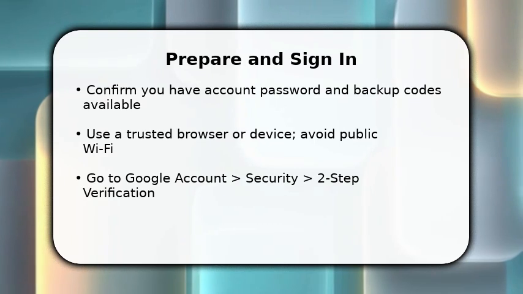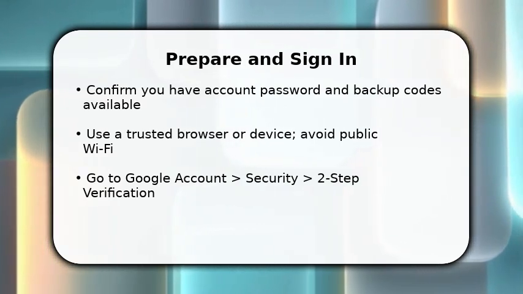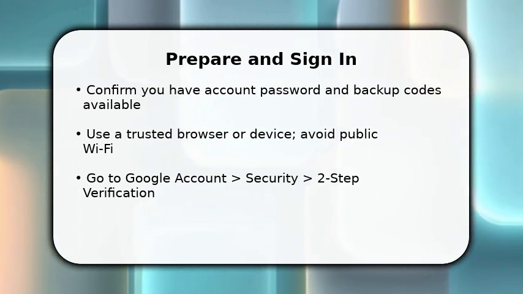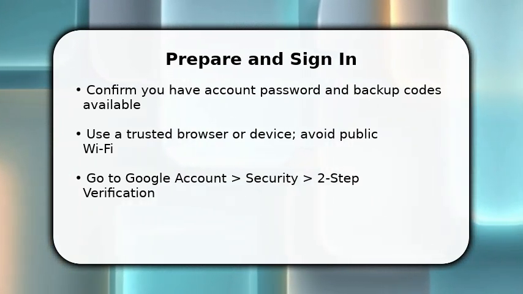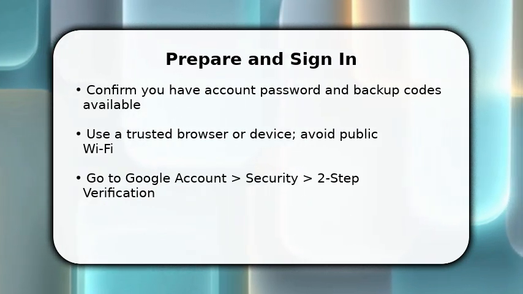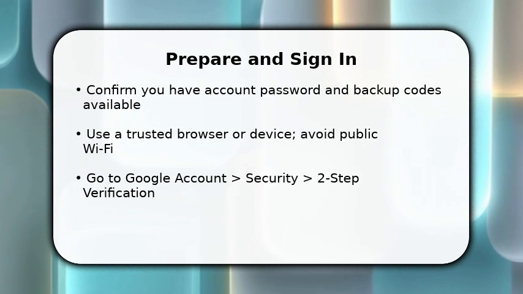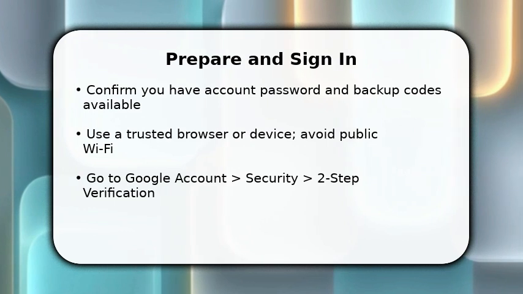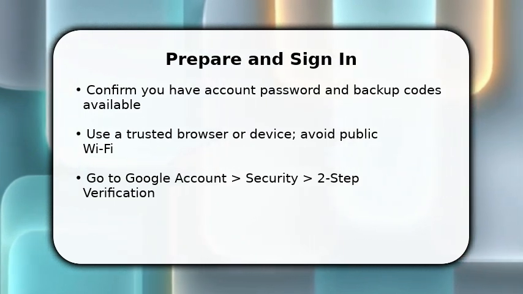You start by confirming access. Know your Google account password and have backup codes or recovery phone ready. Sign in on a secure device. This reduces lockout risk. Once signed in, navigate directly to security, then two-step verification. I say go now because if you lose access mid-process, you may permanently block yourself.